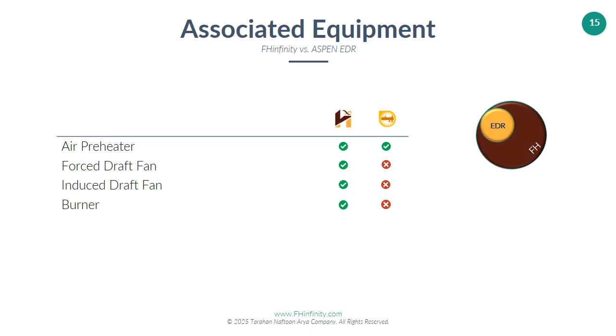Next, associated equipment. A heater doesn't work in isolation. It has fans, air preheaters, and burners. EDR treats many of these as simple boundary conditions. FHinfinity models them explicitly. We simulate the air preheater, forced and induced draft fans, and even detailed burner characteristics. This allows for a true system-level analysis, not just a tube-side calculation.